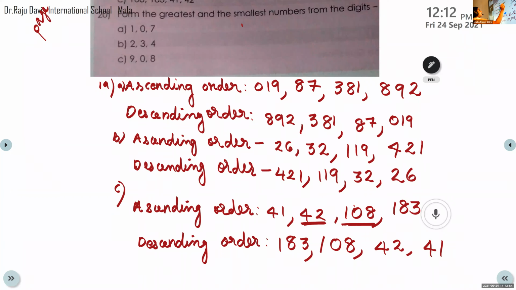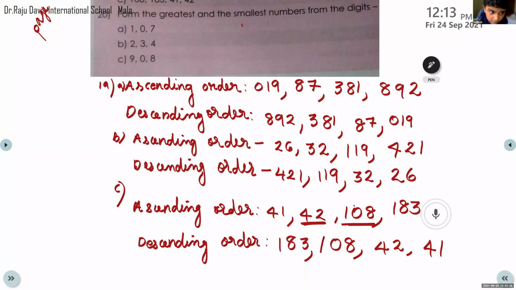Have you all completed? No. Alvin completed. Okay. So those who have completed, please do the next question. That means we have to form the greatest and smallest three-digit number using the given digits. So please do that. Page number, same page. Page number 20.